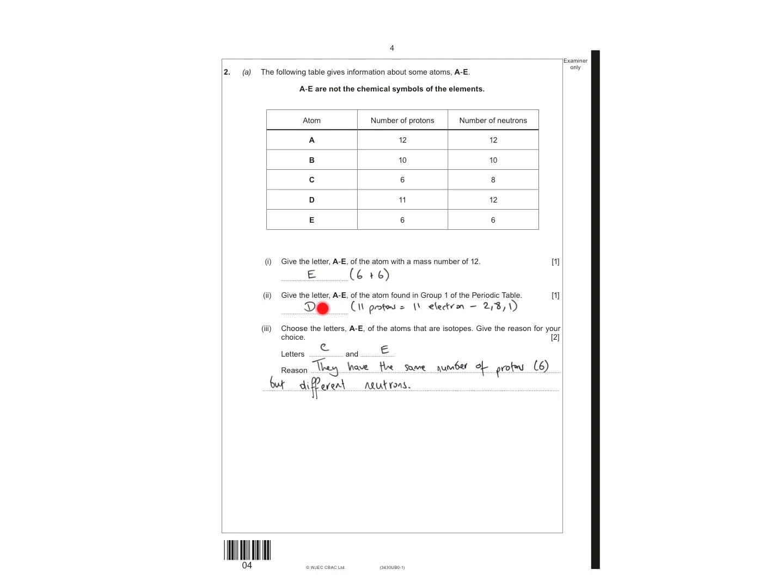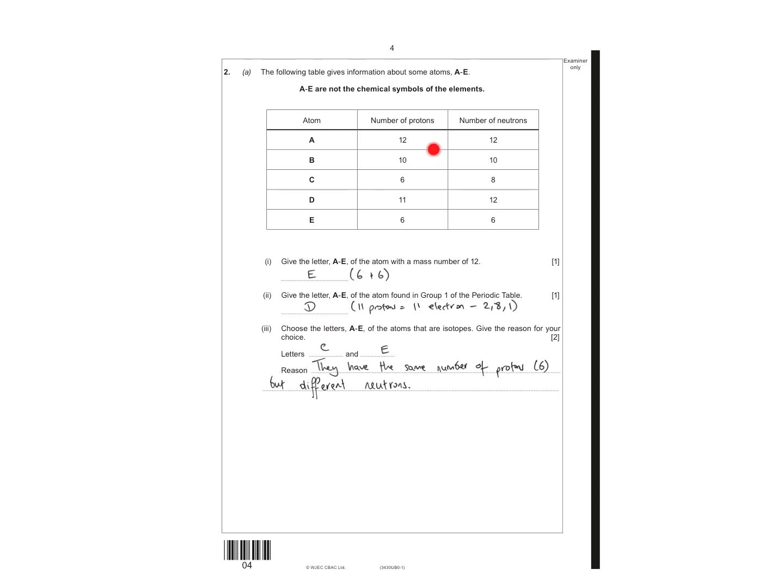The next one, we're going to give the letter A to E of the atom found in group 1. Now, there's 2 ways of doing this one. I worked out here 11 protons is 11 electrons, which would mean I have a configuration of 2, 8, 1, and that 1 means I'm in group 1, so I know it's D.